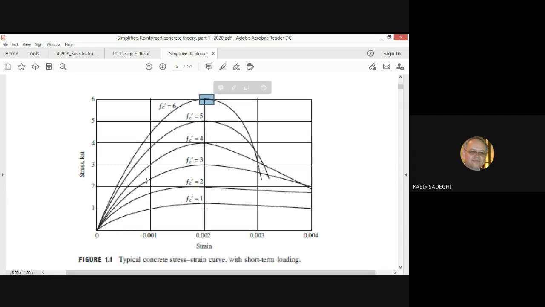The stress depends on the age. And actually, in monotonic loading, not cyclic loading, after the maximum, we don't consider this part because the strength is reducing and goes to collapse.